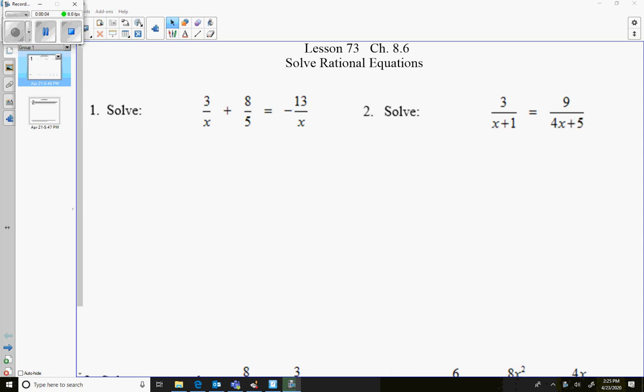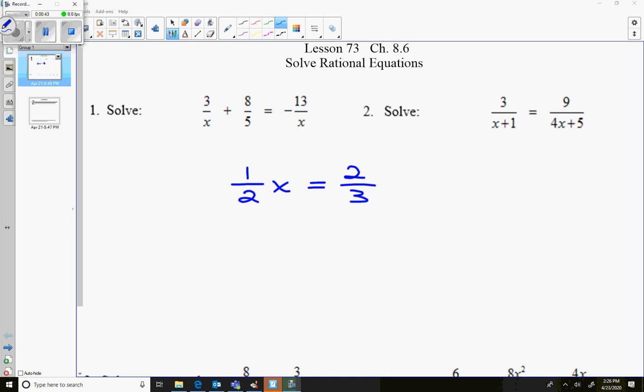Lesson 73, Chapter 8.6. We are solving rational equations. Now, we have been solving fractional equations all year long. Solving rational equations is going to be similar, but with a few slight differences. For example, if we had a problem like that, that's what you've been working with all year long, off and on.